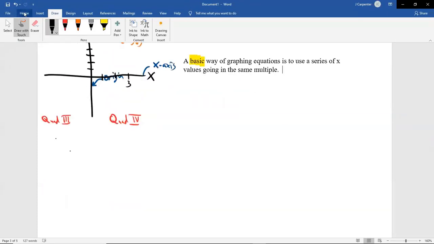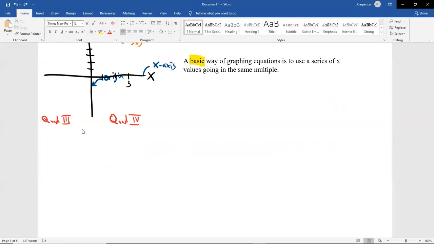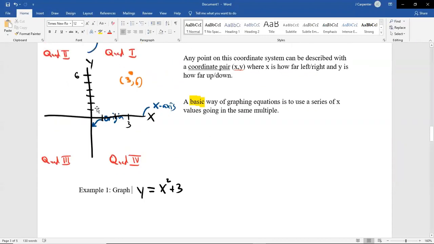So, example: graph y equals x squared plus 3. Now, I can certainly just give you this, just graph y equals x squared plus 3, and you could say, well, let me try a bunch of different numbers. Maybe I need to go from 0 to 10. Maybe I need to go from -80 to -42. How do you know what range of x values would be good to use? Well, a little bit of practice, but also some other complications.